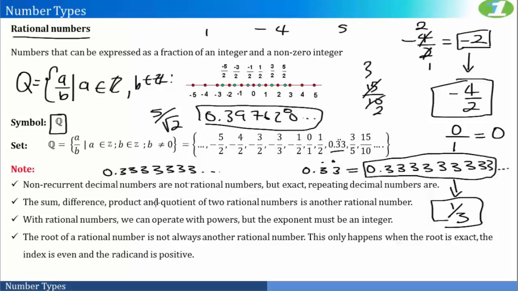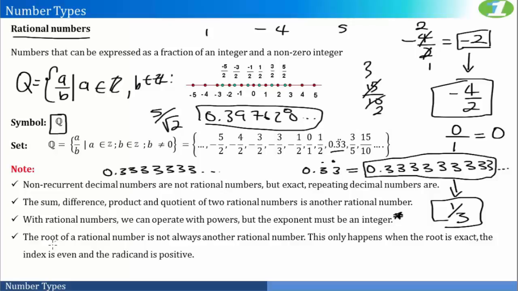Now, secondly, the sum, difference, product, and quotient of two rational numbers is another rational number. And we saw in the concept of closure that this is saying the set is a closed set, since if I take any two numbers and sum, subtract, find the product or the quotient, then I get back a rational number. So this is a closed set, as we saw in section 1. And here we see that with rational numbers, we can operate with powers, but the exponent must be an integer. We haven't done powers as yet, so I'll leave this one for later.